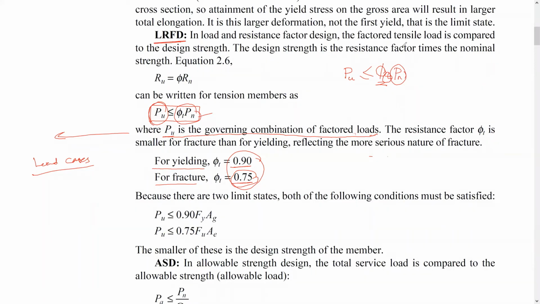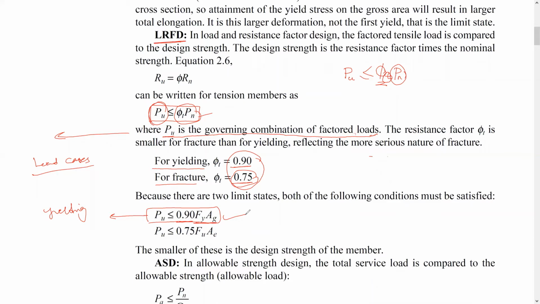Of course, we mentioned that the nominal strength for yielding is always Fy times the gross area, times phi for yielding, which is 0.9. Okay, so we can use this directly. We have to meet this condition, or this condition must be satisfied, to be safe, or let's say to say we are safe.